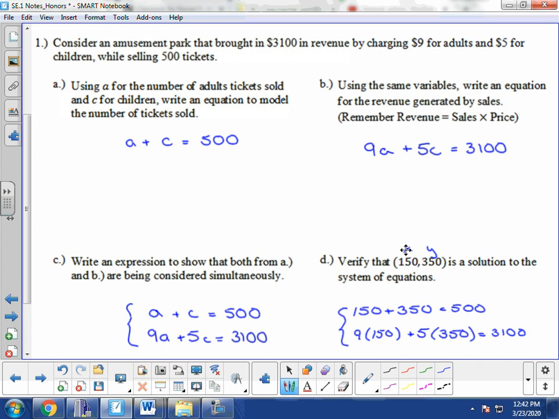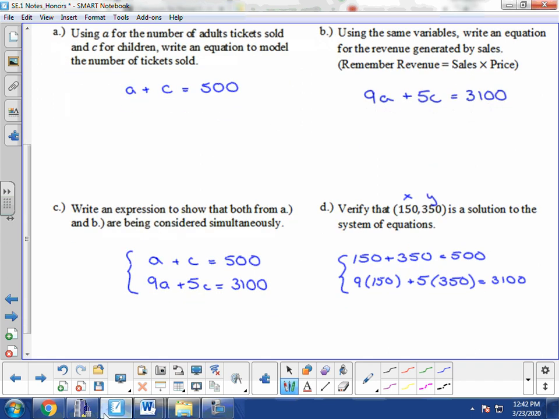Now, what we could also see here is that if we take this back to the context of the problem, x is technically a. I used x in place of a here and y in place of c. In doing so, that means we had 150 of the adults' tickets sold, and we had 350 of the children's tickets sold. Now, what happens if I switch these around?